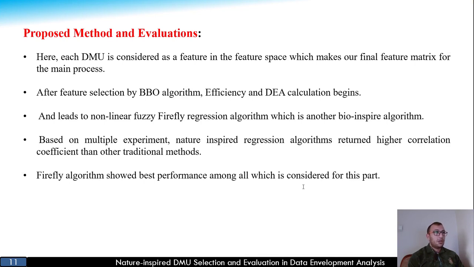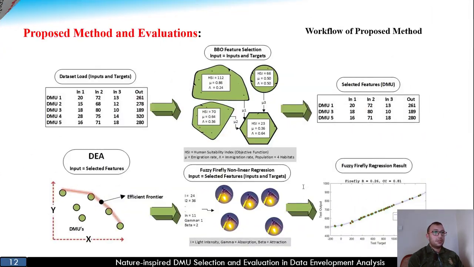After feature selection by the BBO algorithm, efficiency and DEA calculation begins, and leads to the nonlinear fuzzy firefly regression algorithm, which is another bio-inspired algorithm. Based on multiple experiments, nature-inspired regression algorithms return a higher correlation coefficient than other traditional algorithms and methods. The firefly algorithm showed the best performance among all, which is considered for this part.